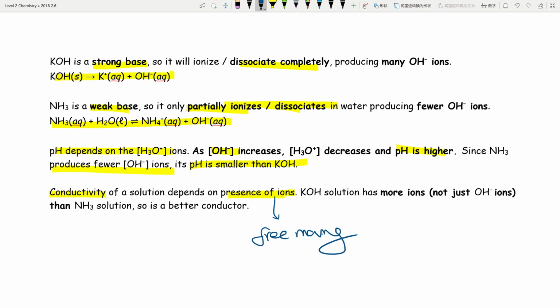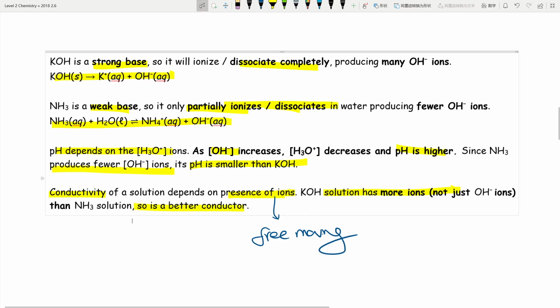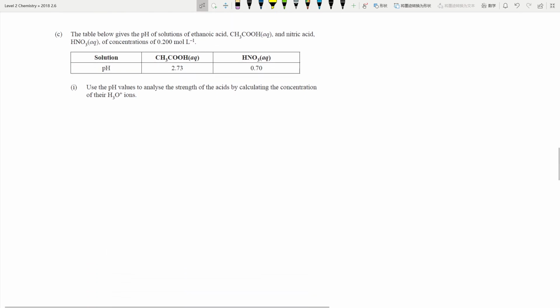And then the KOH solution has more ions because that's K plus and OH minus, and so it is a better conductor. But why does it do that? Because it was completely dissociated. Okay, moving on to part C.